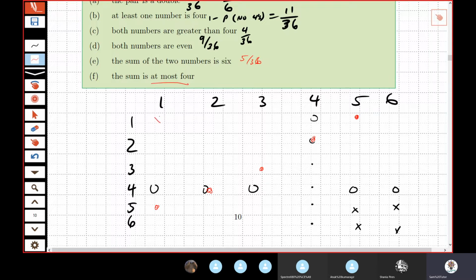And the sum is at most 4. So that means 1 and a 1, 1 and a 2, 1 and a 3, 2 and a 1, 2 and a 2, and 3 and a 1. And that's it. 3, 4, 5, 6. 6 out of 36. So it's pretty straightforward.